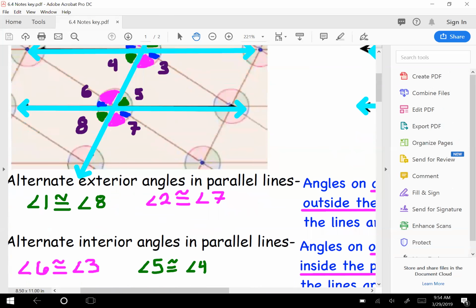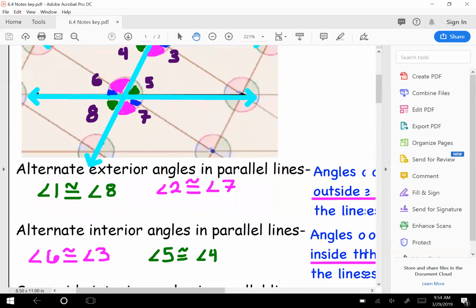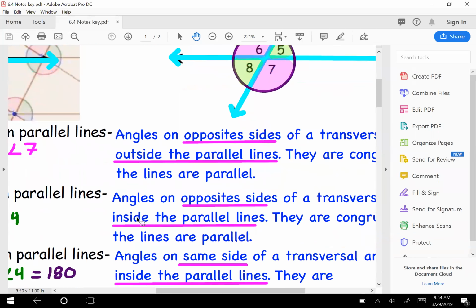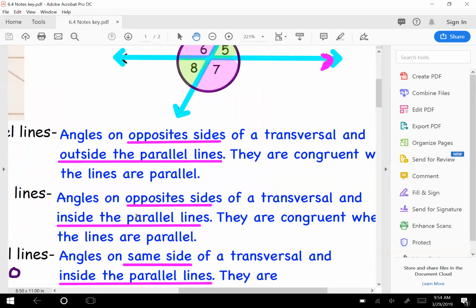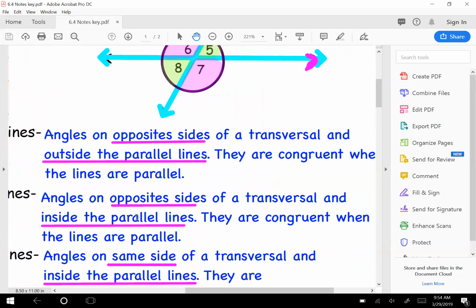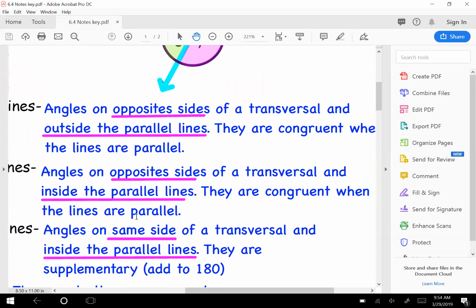Okay, alternate interior angles. Same idea. Angles on opposite sides of a transversal and inside this time. Instead of outside the parallel lines, they're going to be inside the parallel lines. So right here. Angles on opposite sides of a transversal and inside the parallel lines. They are congruent when the lines are parallel.